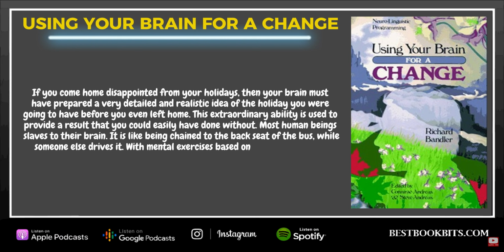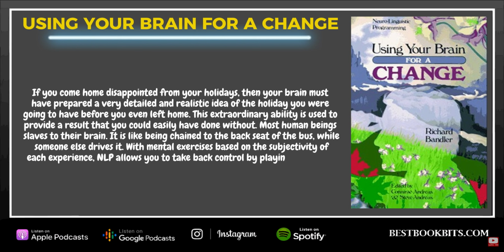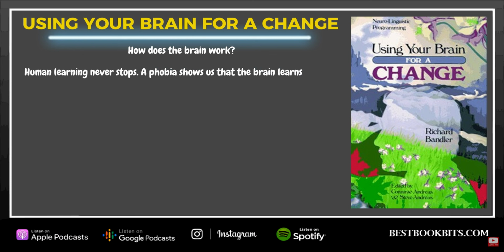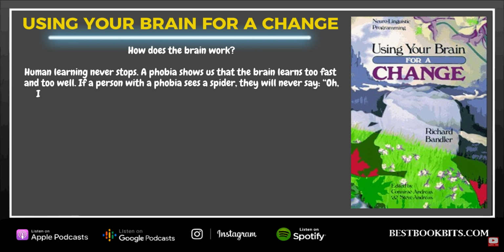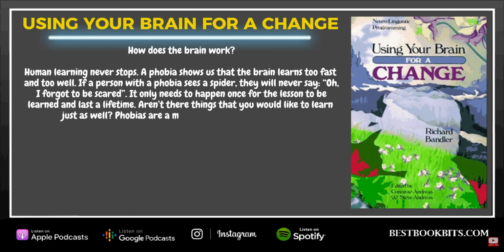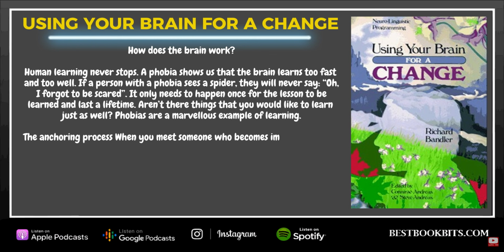With mental exercises based on the subjectivity of each experience, NLP allows you to take back control by playing with your brain and giving it specific and functional orders. How does the brain work? Human learning never stops. A phobia shows us that the brain learns too fast and too well. If a person with a phobia sees a spider, they will never say, "Oh, I forgot to be scared." It only needs to happen once for the lesson to be learned and last a lifetime. Aren't there things that you would like to learn just as well? Phobias are a marvelous example of learning.